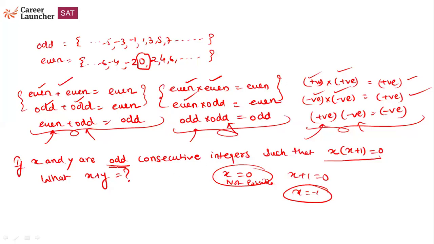If x is equal to minus 1, x and y are odd consecutive integers. That means y can either be 1 or minus 3.